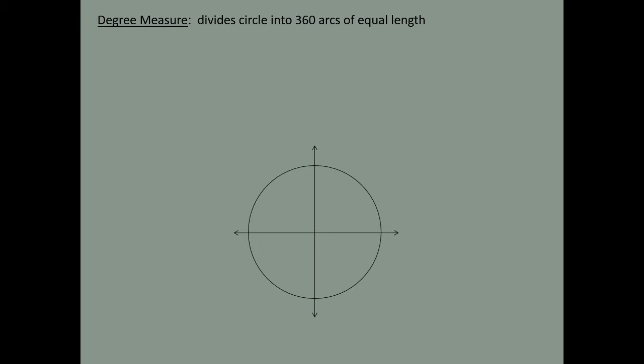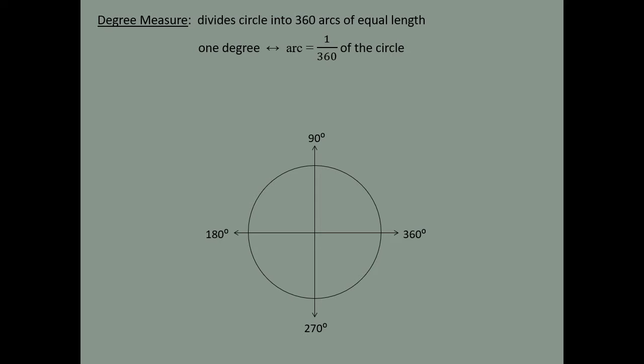90 of these arcs is 1/4 of the circle, and that corresponds to an angle of 90 degrees. 180 of these arcs is half the circle, and that corresponds to an angle of 180 degrees, and so on. That means that an angle of 1 degree corresponds to an arc that's 1/360th of the circle.